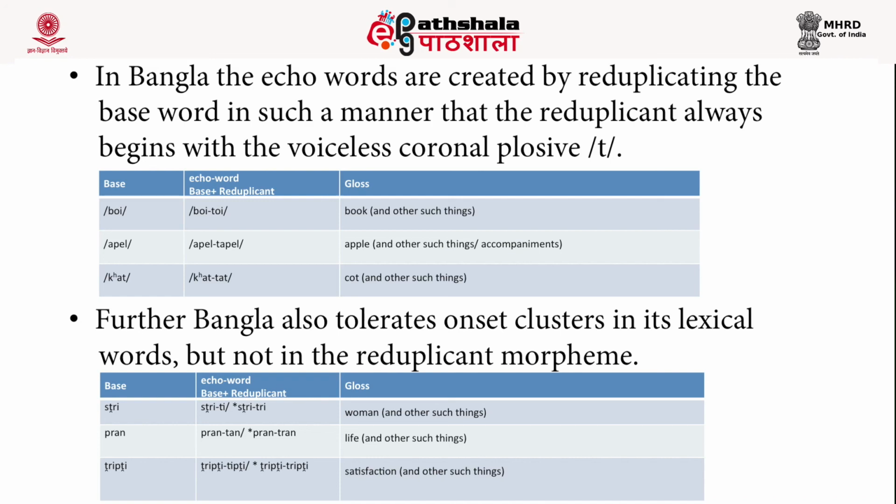This is one example, but in the second example what we are going to see is, in the first one, striti, then prantan, then tripti tipti. Now what is happening here is that the consonant clusters are getting simplified in the reduplicant. Although these consonant clusters are allowed in the language, and in the base form it is present, in the reduplicant the unmarked structure, that is no consonant cluster, emerges. So this is basically the emergence of the unmarked.